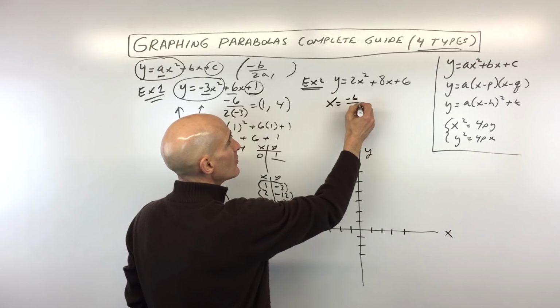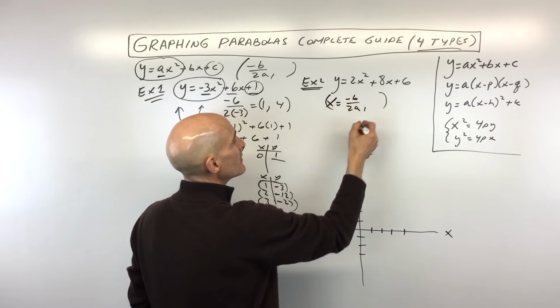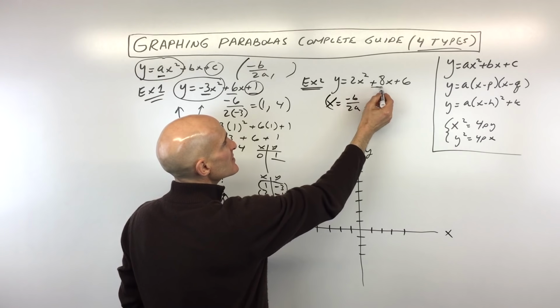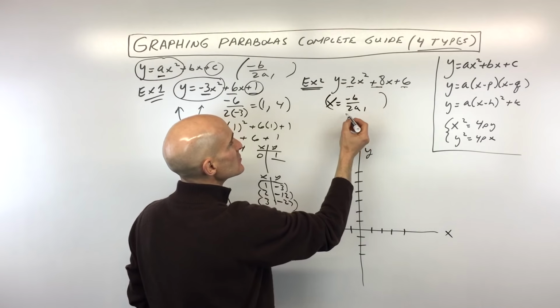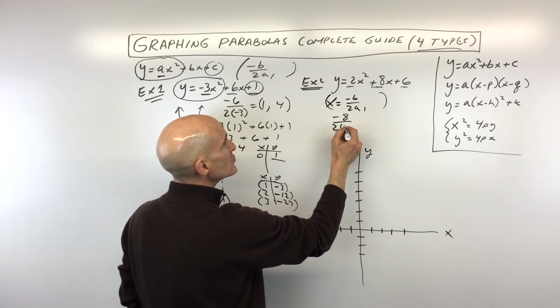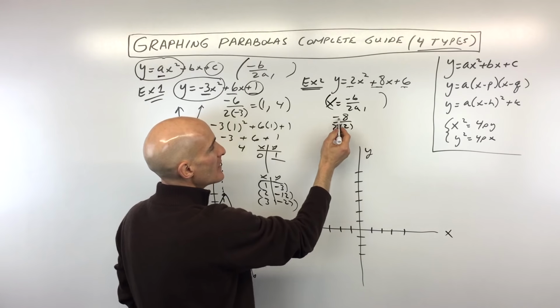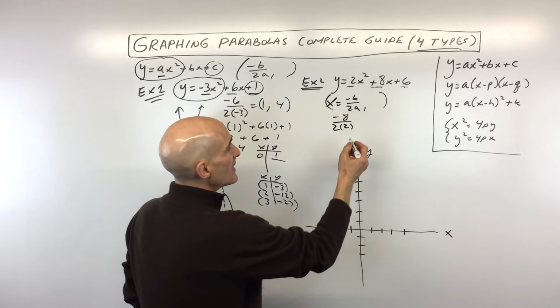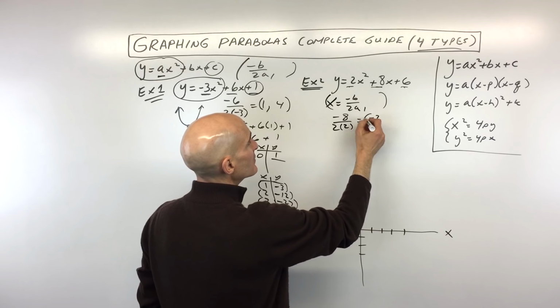So negative b over 2a, right? So the opposite of b, remember this is b, this is a, this is c. So we've got negative 8 over 2 times a, which is 2. Negative 8 over 4 is negative 2, right? So we've got negative 2.